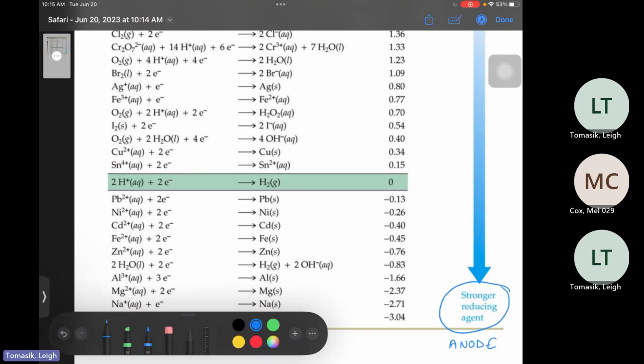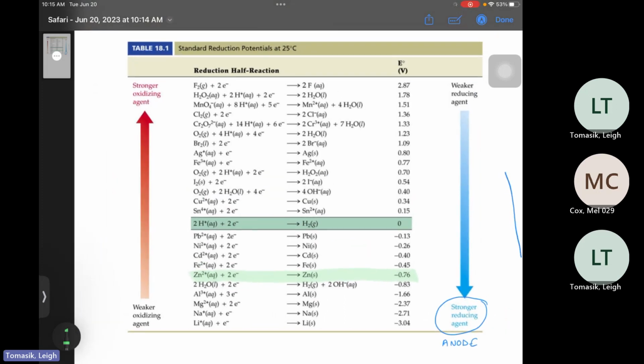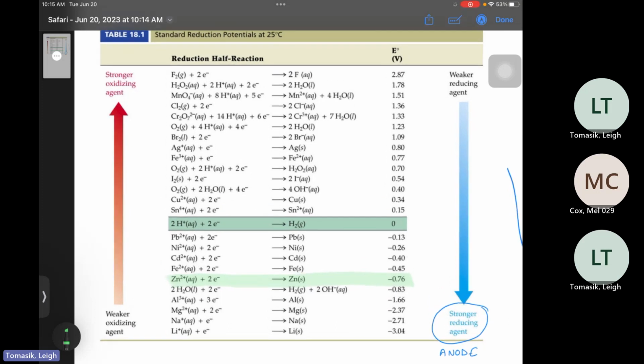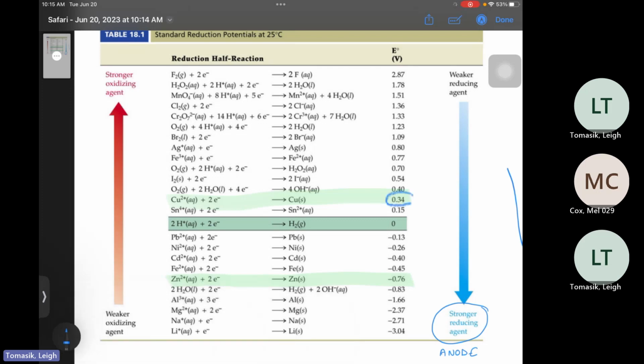Okay, so for the zinc copper battery, we looked up zinc, and we found out that it has a voltage of negative 0.76. And we looked up copper, and we found out that it has a voltage of 0.34. So these numbers here are what's called the electrical potential. They are the voltage of that half reaction.